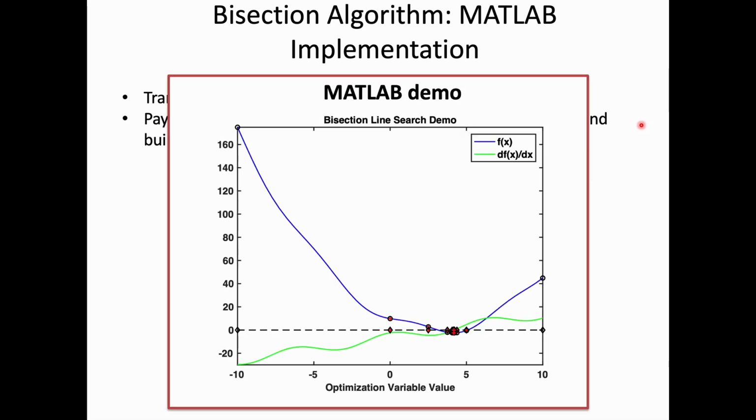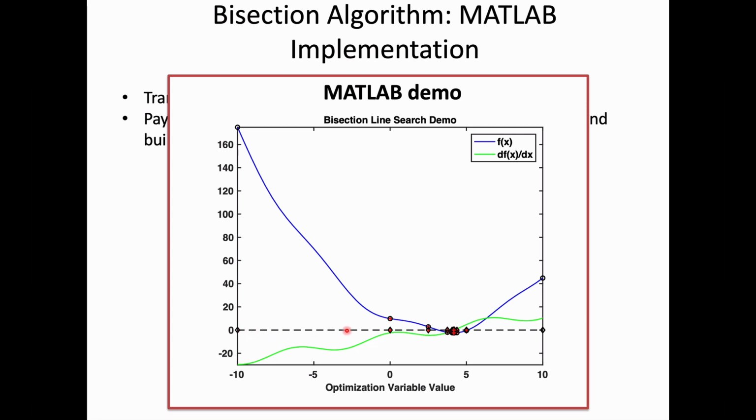Here's a visualization of what we are aiming for at the end. Here's the test function, this blue line. We want to find the minimum of this blue line. Also, another thing we use along the way is the derivative of this function, and the green line here is the derivative of the function.